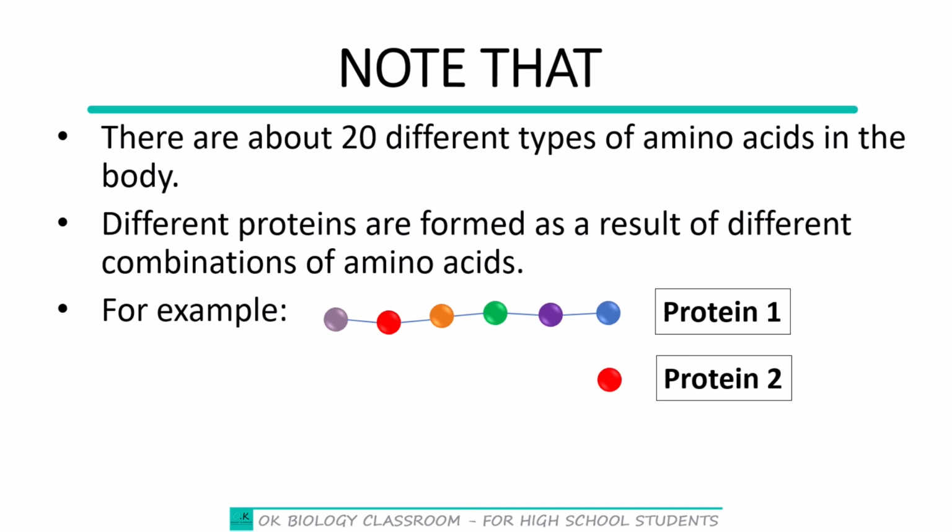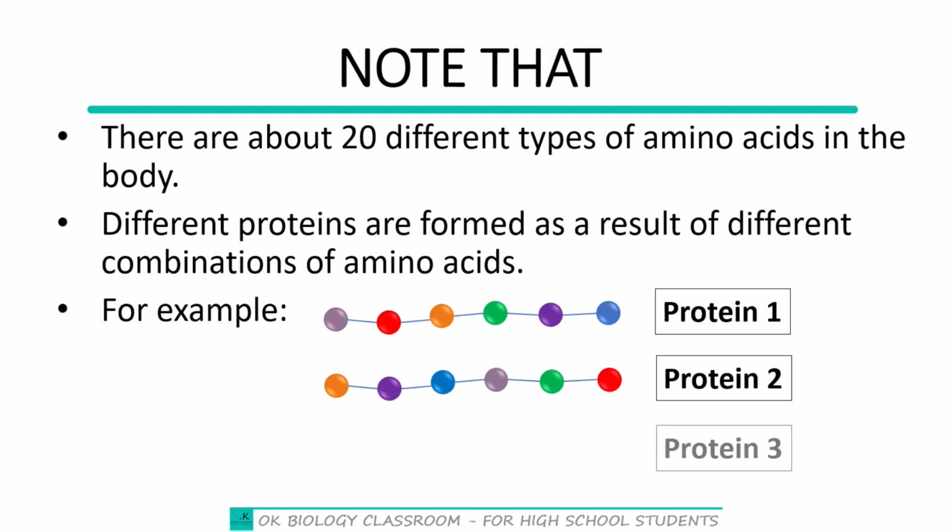We can see here that the red amino acid, which is one of the types of amino acids that I'm using in this case, is connected to another green one, connected here, connected there, connected, and connected. You can see that protein 1 and protein 2 even seem to have the same kind of amino acids as their components, but the arrangements are different.